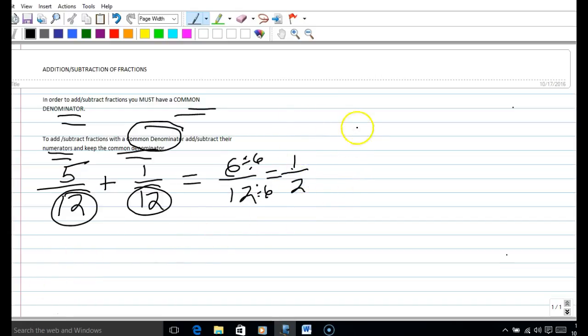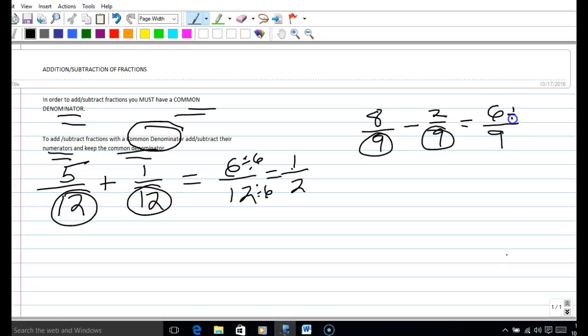The same is true for subtraction. If we have 8/9 minus 2/9. Again, in order to add or subtract fractions, we must have a common denominator. Here we have a common denominator, so we simply subtract the numerators. 8 minus 2 is 6, and keep the common denominator, which is 9.